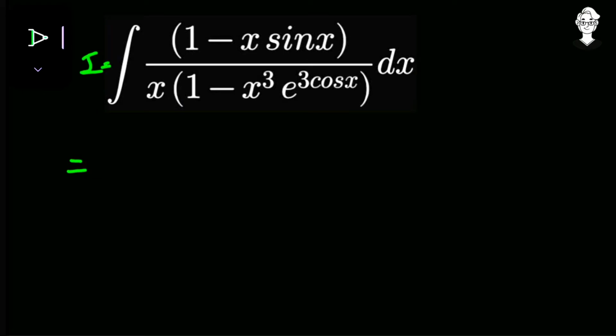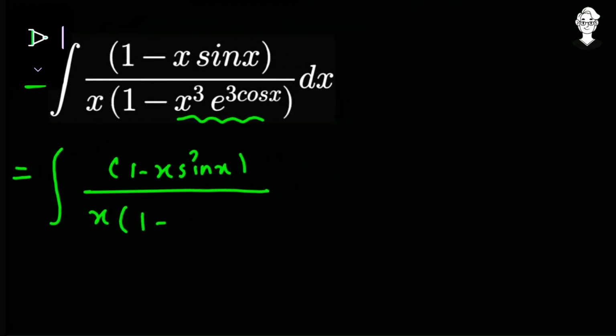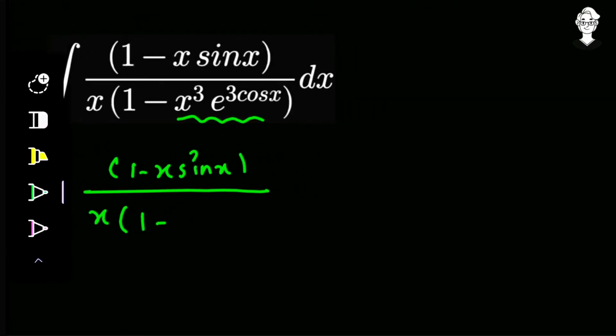Now moving forward, integration sign as it is, numerator as it is, that is 1 minus x sin x, divided by x as it is, times 1 minus, and look over here, x cube e to the power 3 cos x. Now two exponential rules will be used.